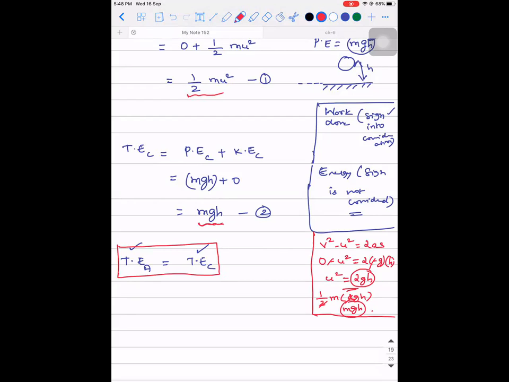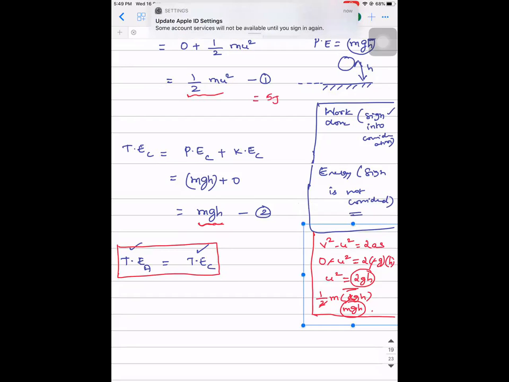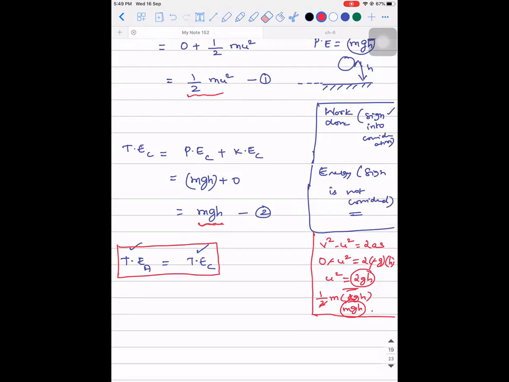So what I'm trying to say here is that half mu square and mgh, mathematically, when you substitute all the values that are given to you, will generate the same value. Means if this is coming out as 5 joule, this will also come out as 5 joule. That is the meaning of the energy conservation theorem. It is not just a mathematical expression. Are you able to understand this simple point? Yes or no?